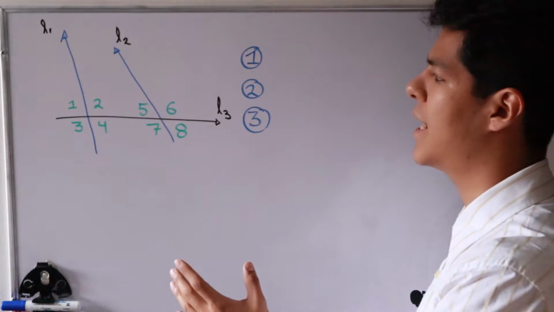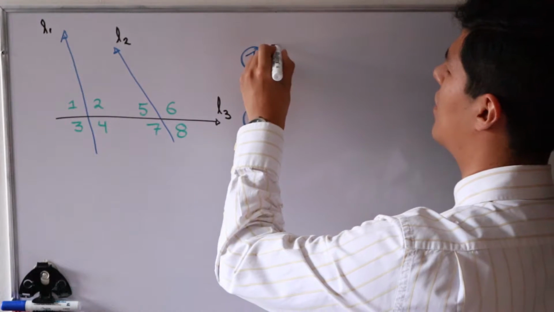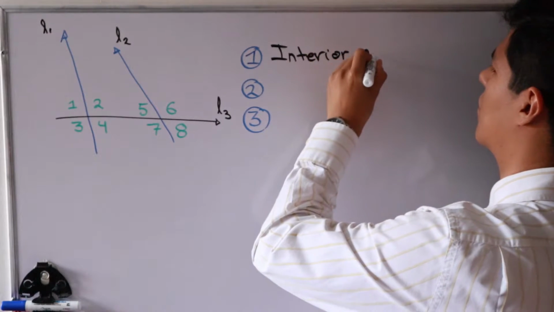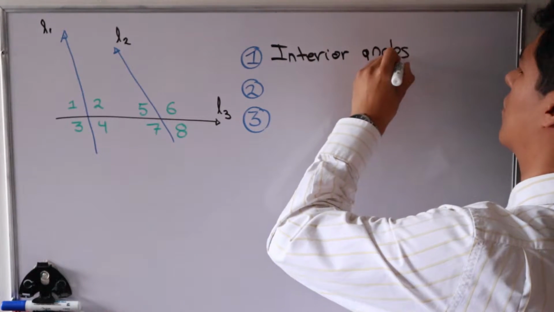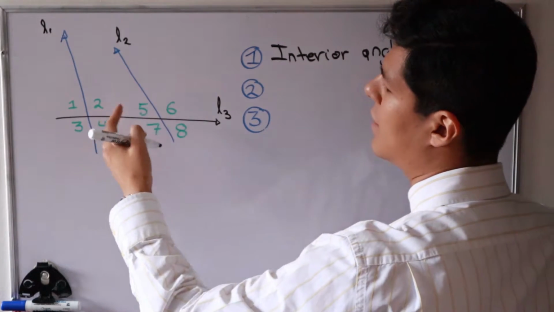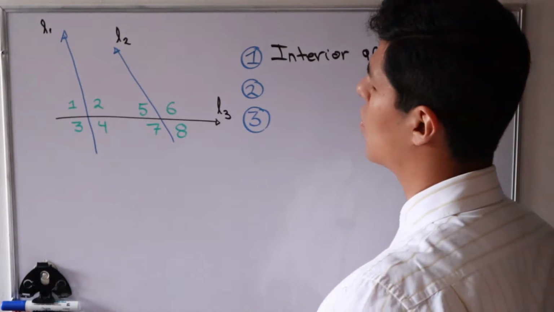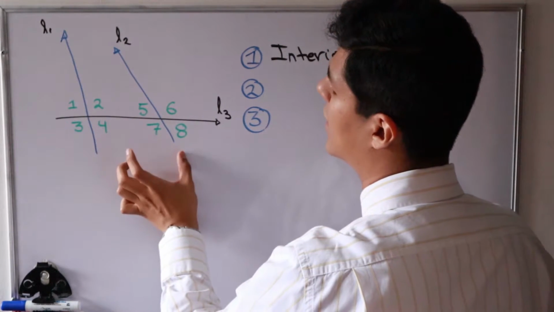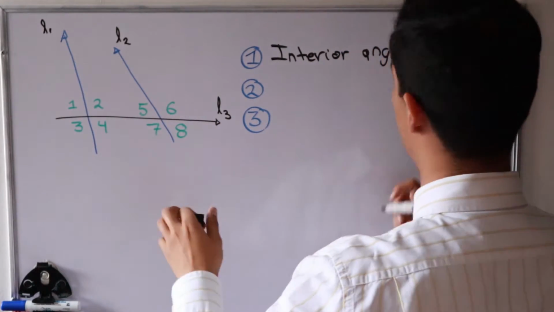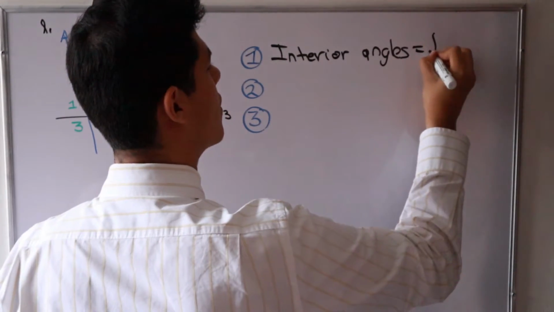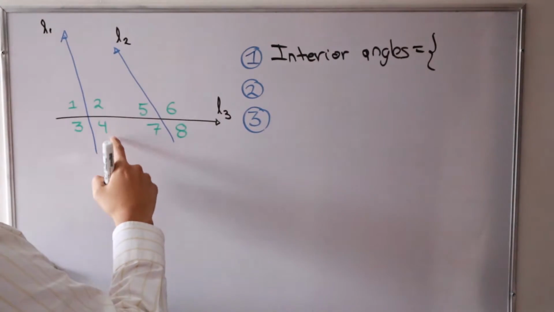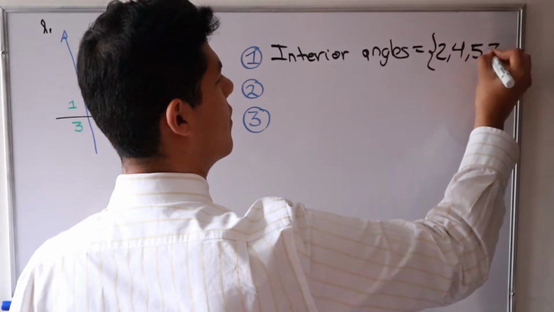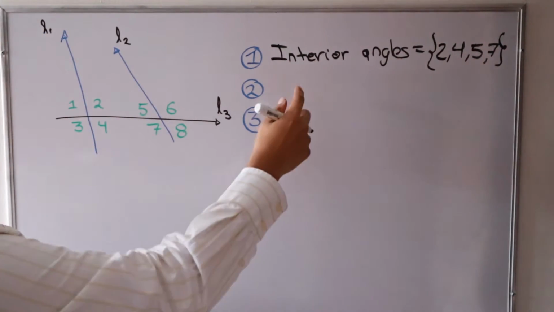So we're going to say that the interior angles will be those angles which are between the lines L1 and L2. So these angles will be 2, 4, 5, and 7. So these will be the interior angles.